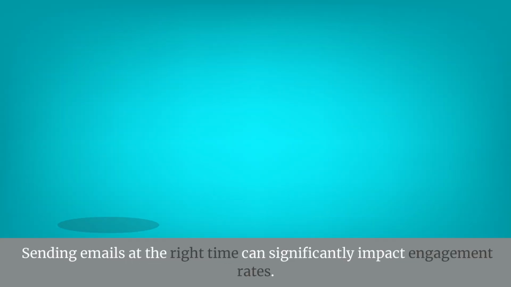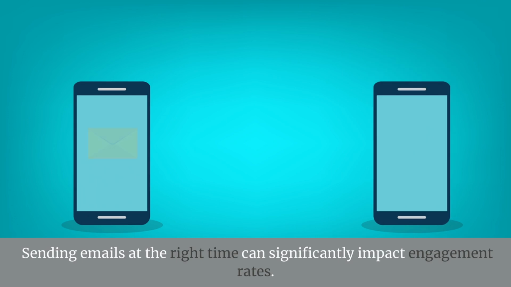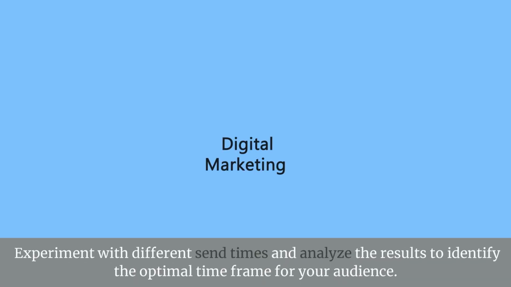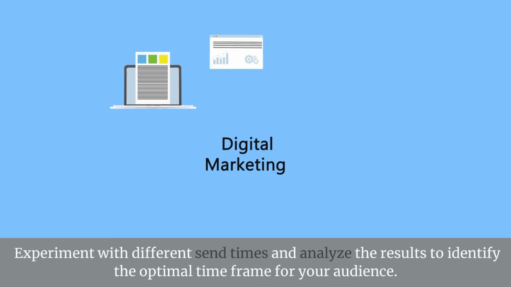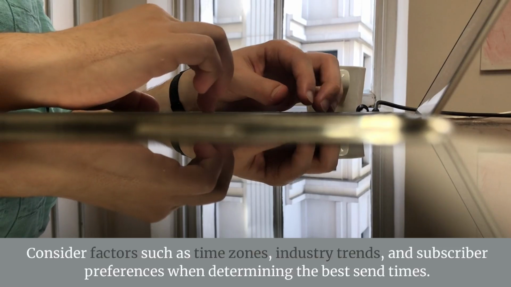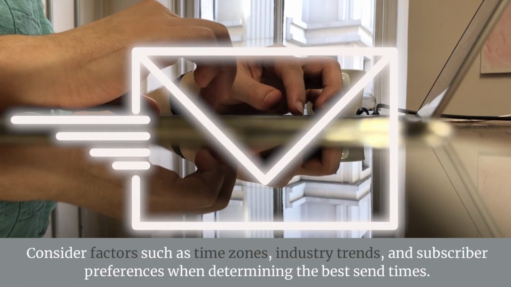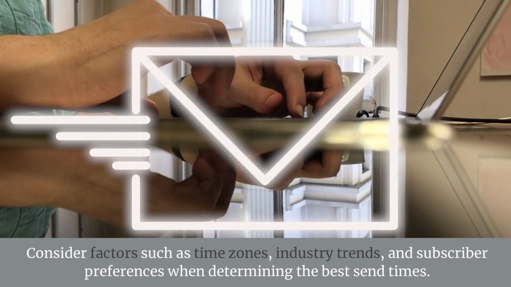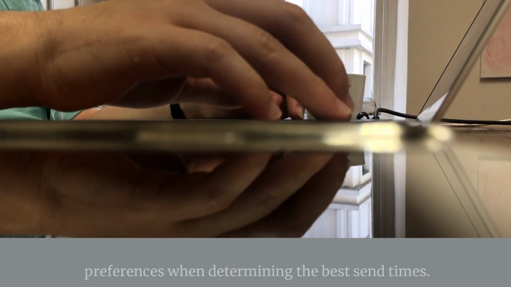8. Optimize send times. Sending emails at the right time can significantly impact engagement rates. Experiment with different send times and analyze the results to identify the optimal time frame for your audience. Consider factors such as time zones, industry trends, and subscriber preferences when determining the best send times.